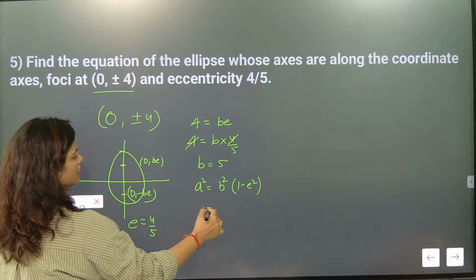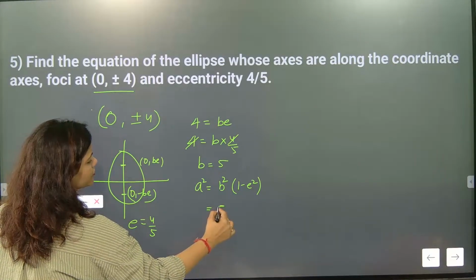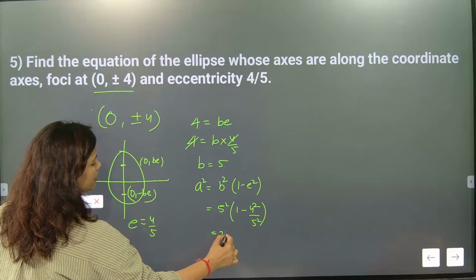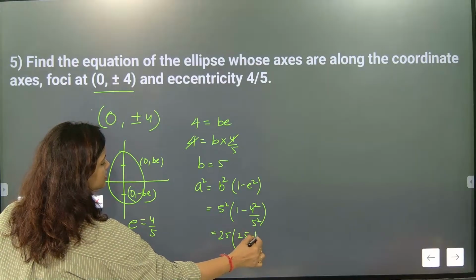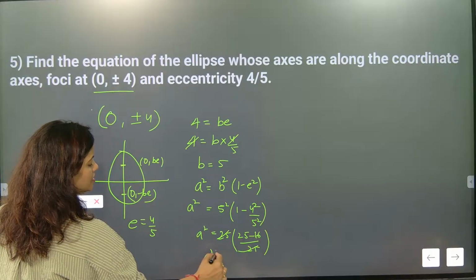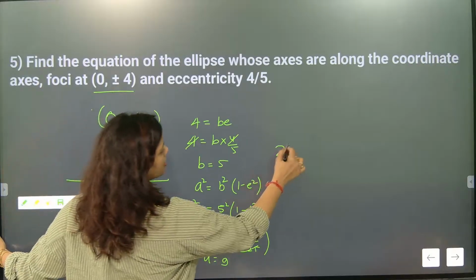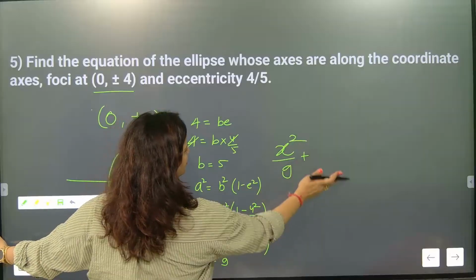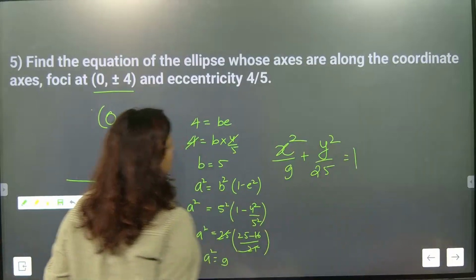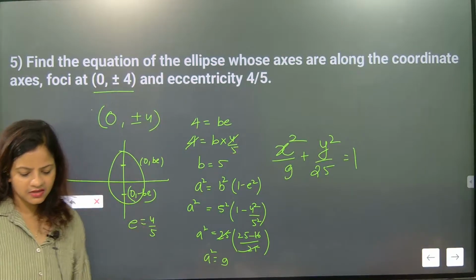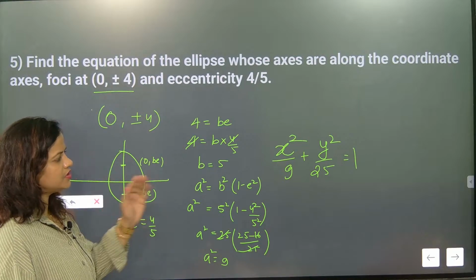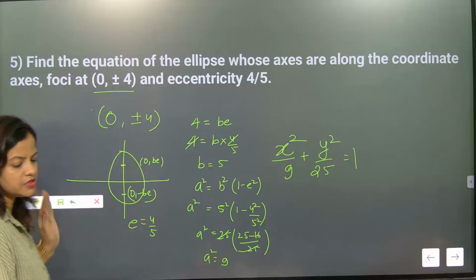Okay. So here the eccentricity is 4 by 5 and b given is 5. So 5 square into 1 minus 4 square by 5 square. So it is coming 25 minus 16 by 25, the 25 cancels. This is a square. So a square is coming as 9. This is what we needed. X square by 9, y square by 25 equal to 1. That's it. This is the question answer. X square by 9 plus y square by 25 equal to 1. This is the only thing we have to do.